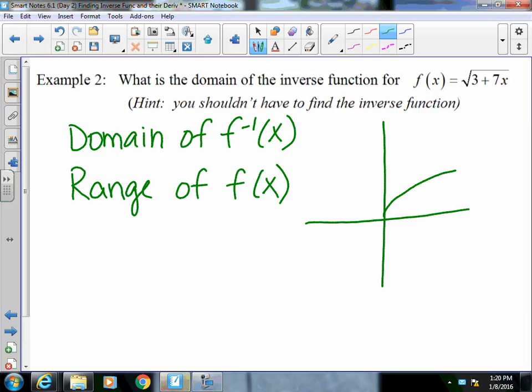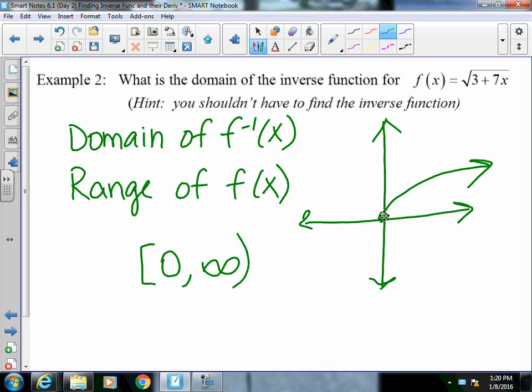Radical x looks roughly like that. Now, think transformations for a second. What do the 3 and 7 do? Well, the 3 compresses it horizontally, and the 7 moves it left. So if I compress this horizontally and move it left, what happens to my lowest y value? Doesn't change. So our range of f of x is going to be 0 to infinity, which is also the domain of our inverse. So this 0 to infinity is what we need. The range of this function, therefore the domain of the inverse.